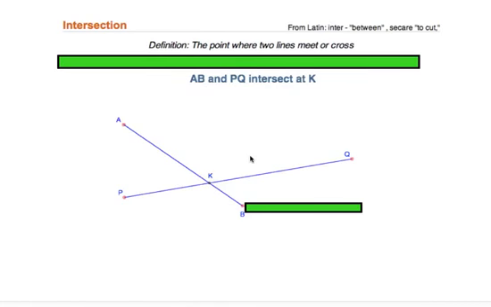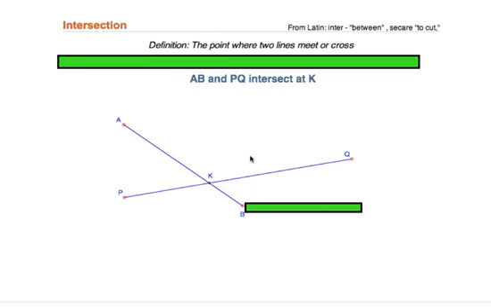Today's lesson is about intersecting lines and rays. An intersection comes from the Latin word inter, which means between, and the second part means to cut. So between, cut. The definition of an intersection is the point where two lines meet or cross.